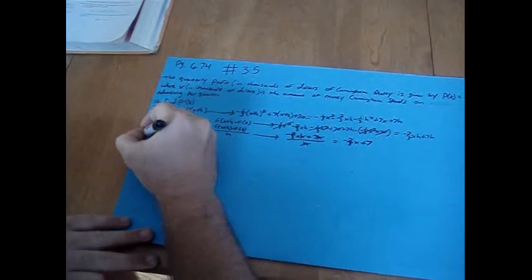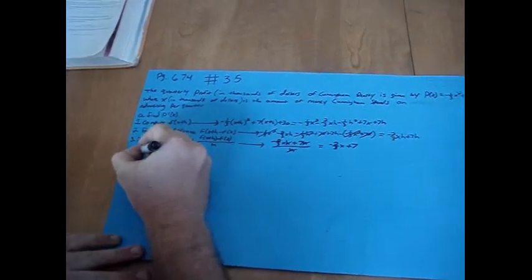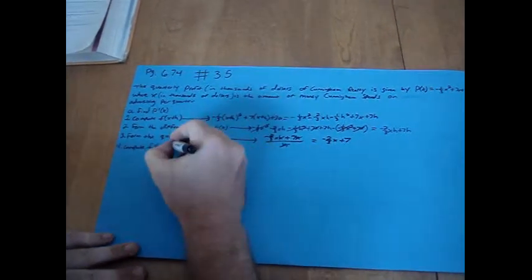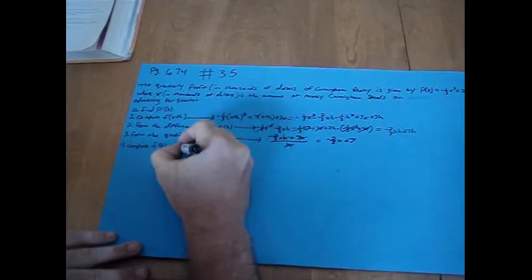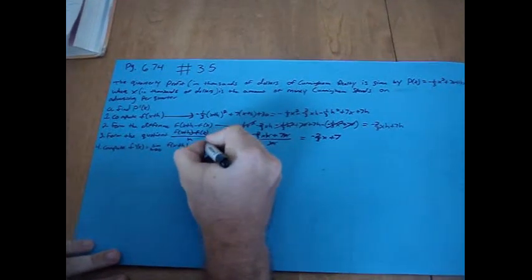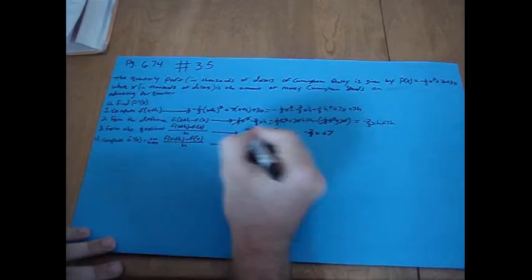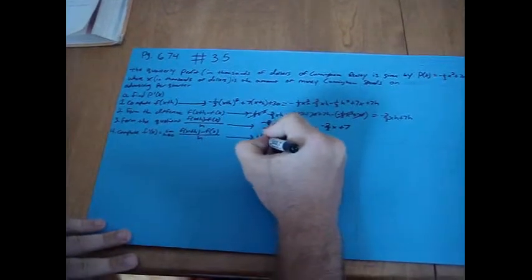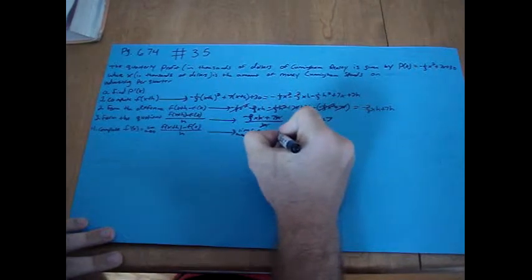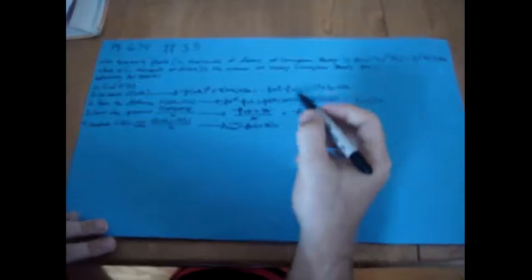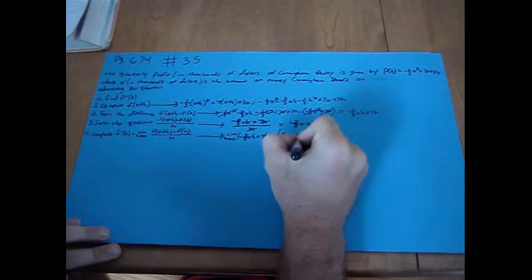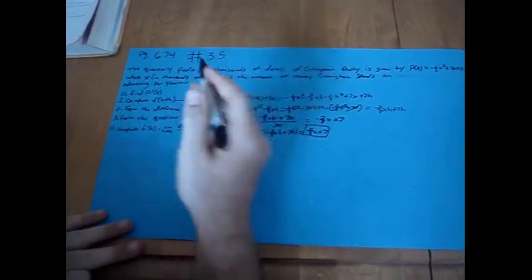And then step number 4 is to compute the derivative of f of x, which equals the limit as h approaches 0 of f of x plus h minus f of x all over h, which is the limit as h approaches 0 of negative 2/3 xh plus 7h over h, which equals the answer, negative 2/3 x plus 7. That's the derivative of P of x.